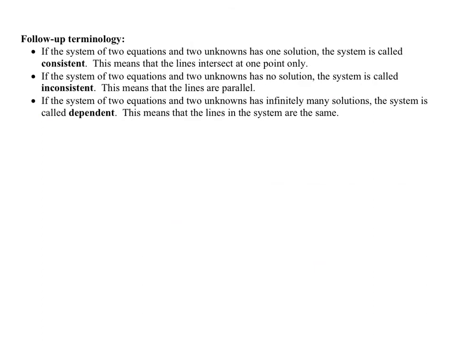This is just the follow-up terminology. If the system of two equations and two unknowns has one solution, the system is called consistent. That means that there's only one solution, they intersect at one point. If the system of two equations and two unknowns has no solution, in other words, the lines are parallel, the solution is called inconsistent. If the system of equations and two unknowns has infinitely many solutions, the system is called dependent. This means that the lines are the same.